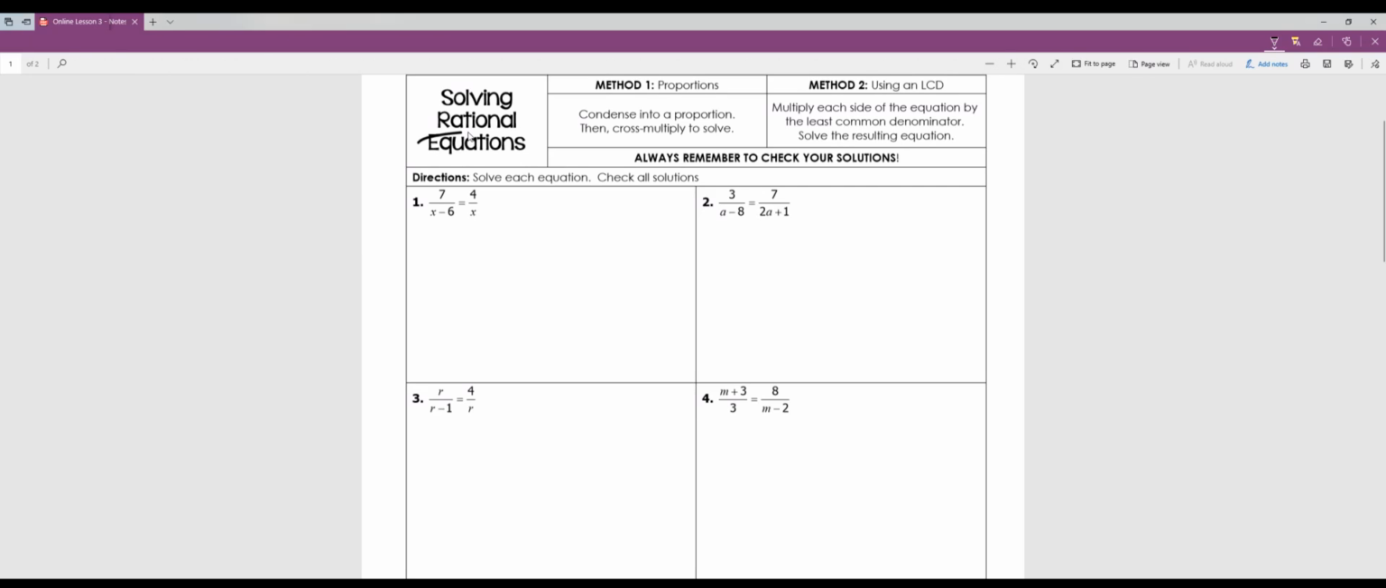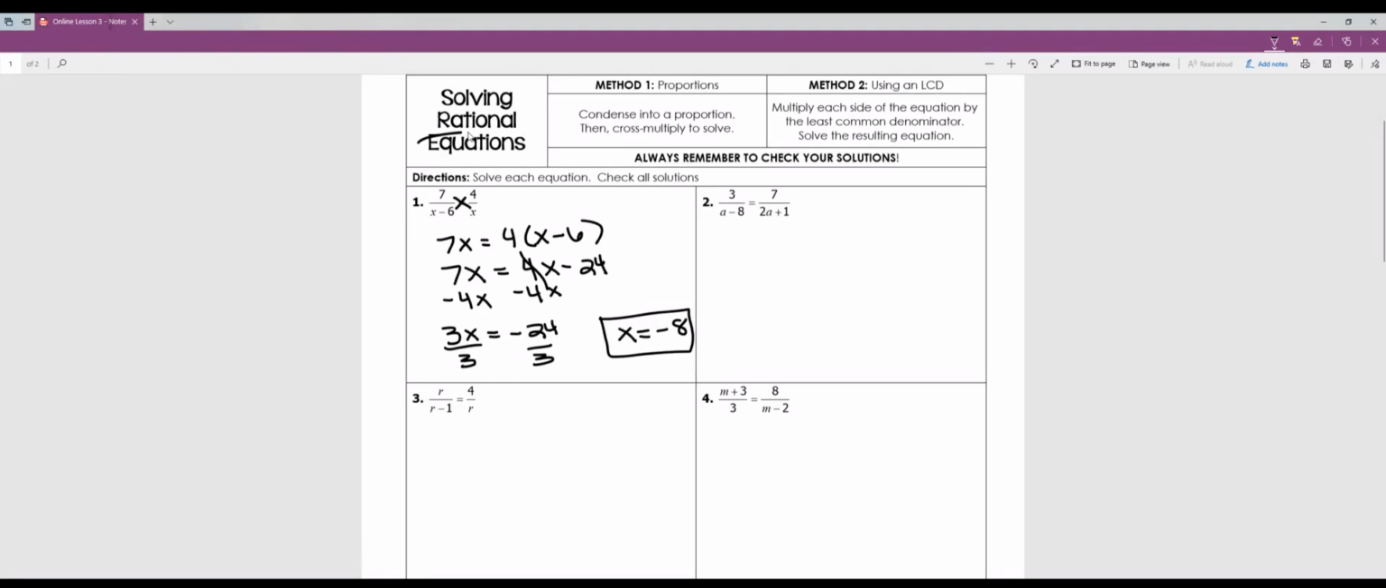So starting with problem number 1 here, because I have one expression on each side, I'm going to use my proportion method and just cross multiply. So I'm going to cross multiply here, and I'll get that 7x is equal to 4 times x minus 6. And I'll need to distribute that 4 to what's inside my parentheses, and I'll get 4x minus 24. Then to solve for x, I want to get all my variables on one side. And so I have that 3x is equal to negative 24. Divide by 3 on both sides, and I get that x is equal to minus 8. So that one's not too bad.